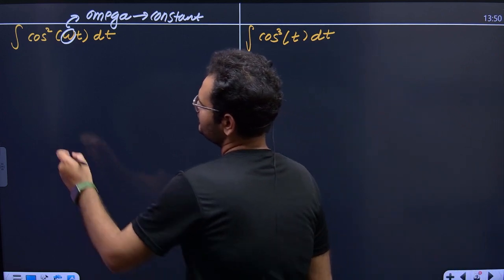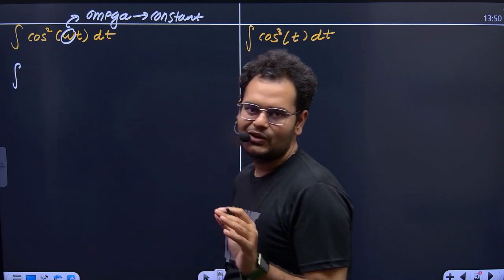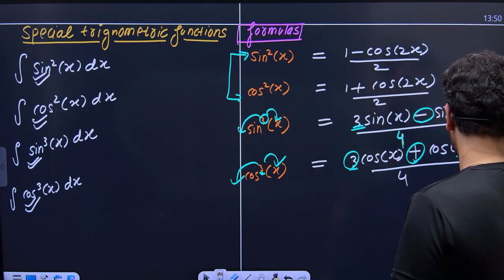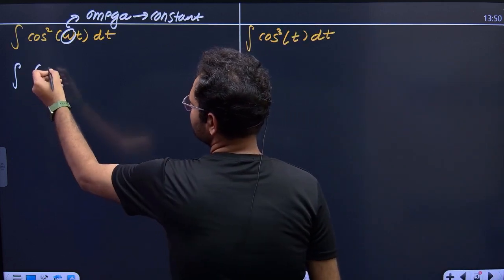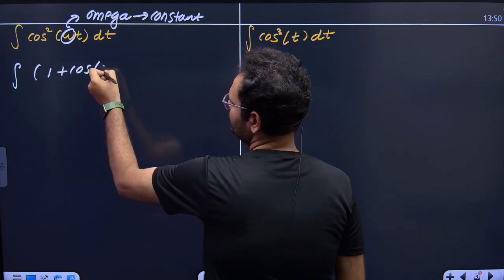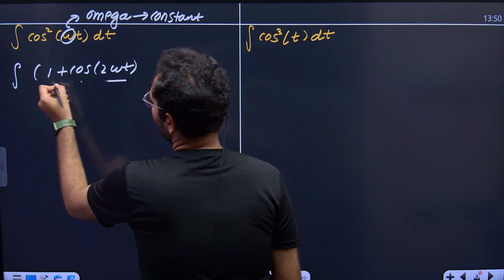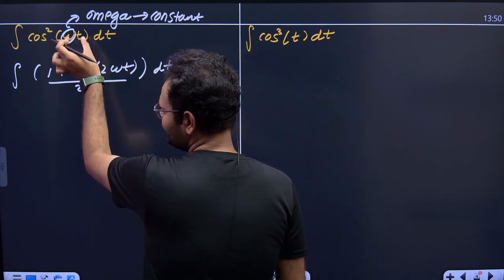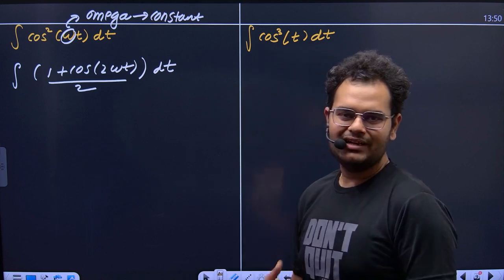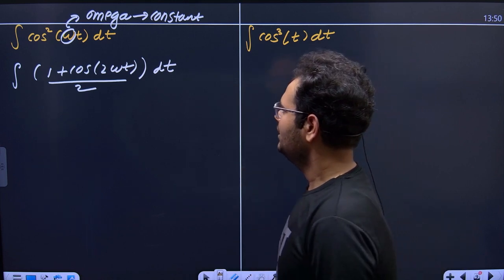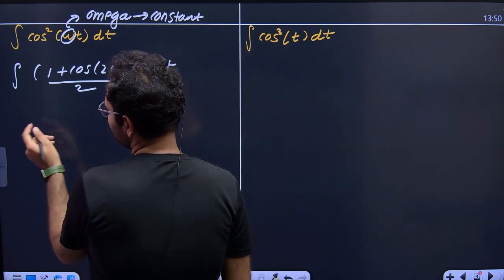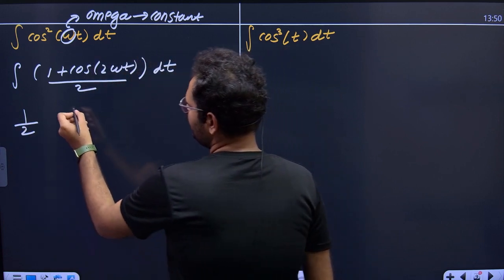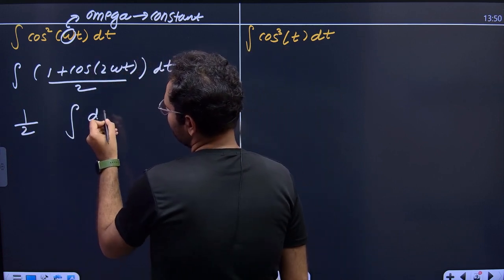First, you have to write the cos square formula. This is the cos square formula. What I will write? Focus: (1 plus cos of 2 omega t) upon 2 dt. Sir, see here whatever angle is there, you just have to double it. These are like half angle, double angle conversion formulas. So we separate the entire thing. First we take 1 by 2 outside. Constant can be taken outside, right? Then I will integrate dt.